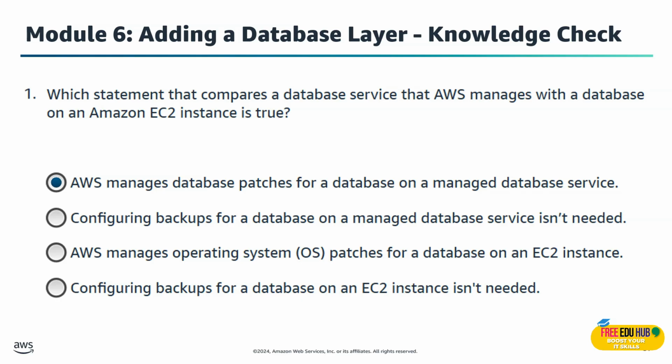It states: which statement that compares a database service that AWS manages with a database on an Amazon EC2 instance is true? So the right answer for this one is AWS manages database patches for a database on a managed database service. The reason is that when you use an AWS managed database like Amazon RDS or Aurora, AWS handles the heavy lifting for the database engine, patching, and minor version updates. You still choose the window, but the patch work is on AWS.